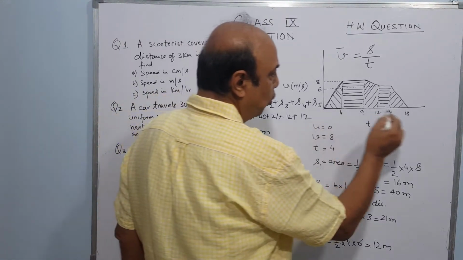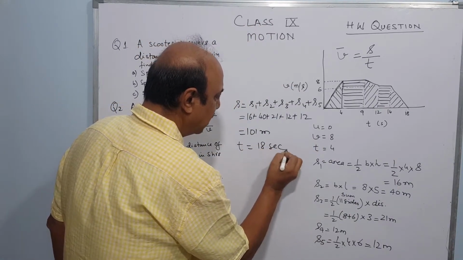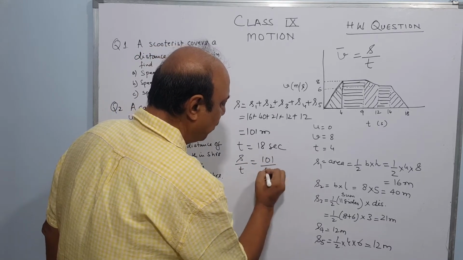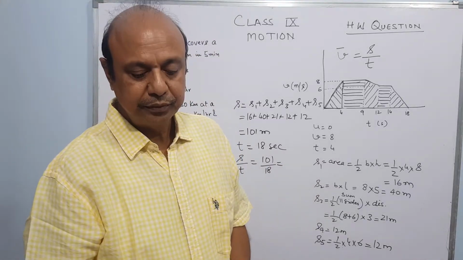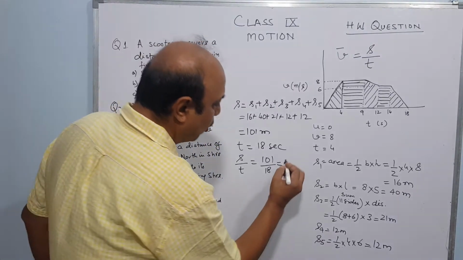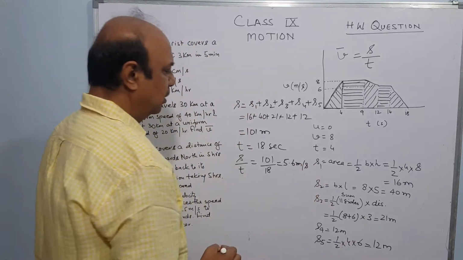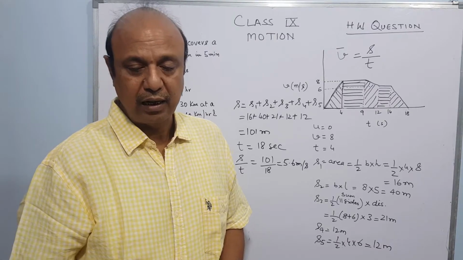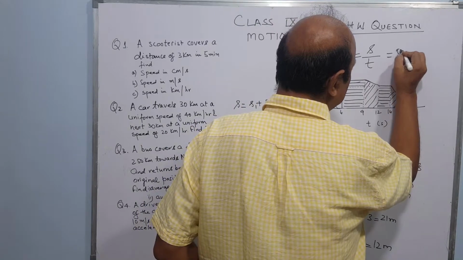And how much total time has been taken? Total time is 18 seconds. So the average speed is s upon t, that is 101 upon 18. How much is that? 101 upon 18 will be approximately 5.6 meters per second. So the average speed is 5.6 meters per second. Let me write down the average speed here.